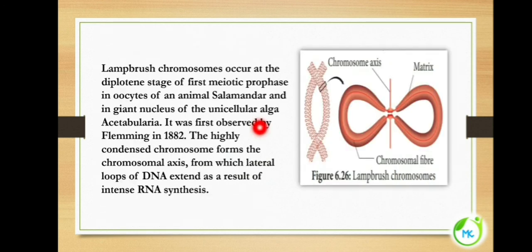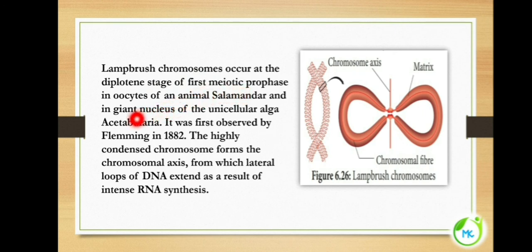The next type of giant chromosome is Lampbrush chromosome. This Lampbrush chromosome occurs at the diplotene stage of first meiotic prophase. In prophase you have several stages: leptotene, zygotene, pachytene, diplotene, and diakinesis. So Lampbrush chromosomes occur at the diplotene stage of the first meiotic prophase, and where is it found?